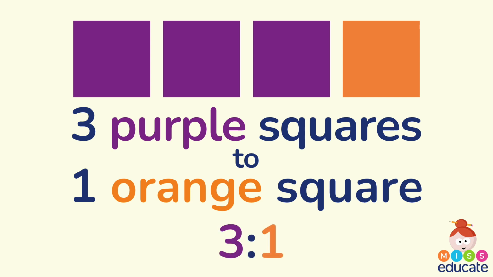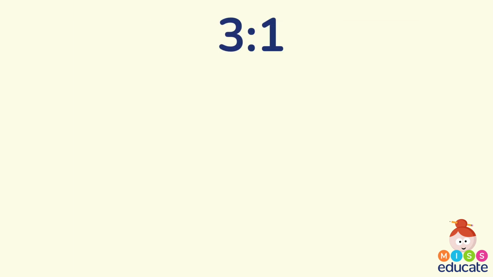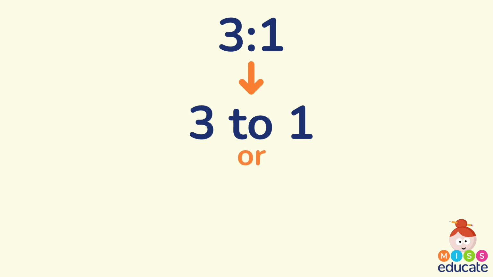You can write 3 to 1 in different ways. Let's have a little look at how you might do that. So you can write it in the way that I just showed you, or you can write it by actually writing the word to in between, so 3 to 1. Or you can even write it like a fraction, so 3 over 1. These are the different ways you can write down the ratio.